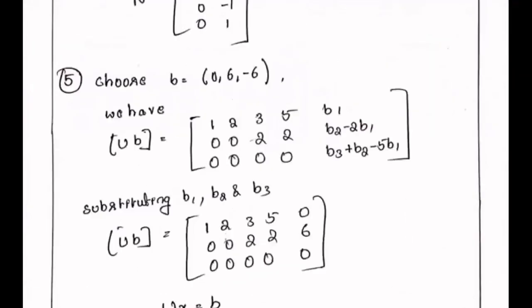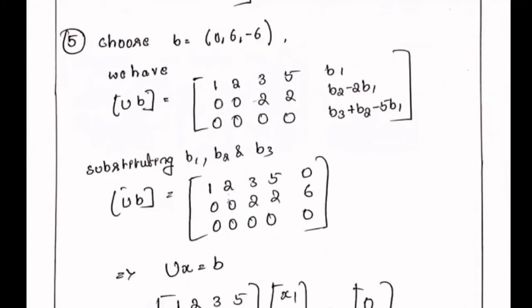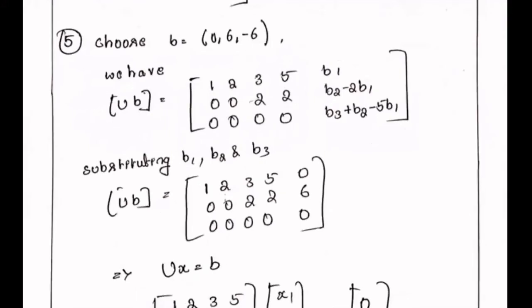And the fifth question is this. In the question, they have given us a specific value of B. The specific value of B is 0, 6, minus 6. Okay, that is the specific value they have given. And the echelon form matrix is this. I have taken it from the previous slides, directly, since we already proved that. So the echelon form is this.